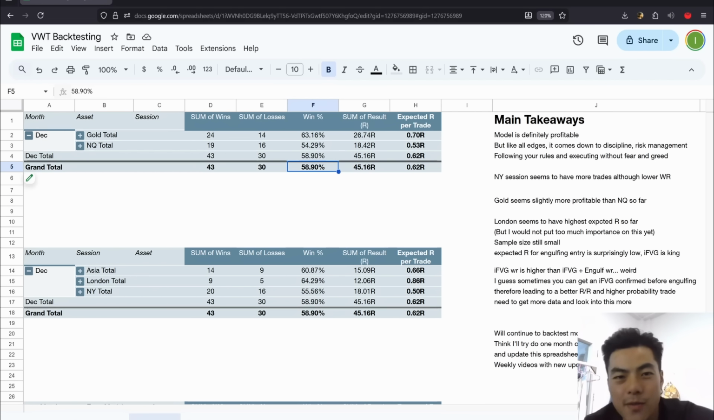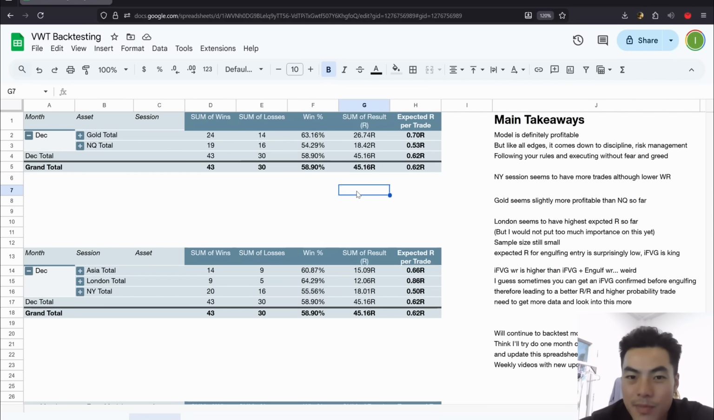I just backtested my Virgin Wick Theory scalping strategy, which is my take on the ICC strategy by Trades by Sai. I backtested over 70 trades on gold and NASDAQ and got pretty good results. This is just for the month of December. We had 43 wins, 30 losses, a 58.9% win rate, a total of 45R, with an expected R per trade of 0.62R. So yeah, pretty promising.